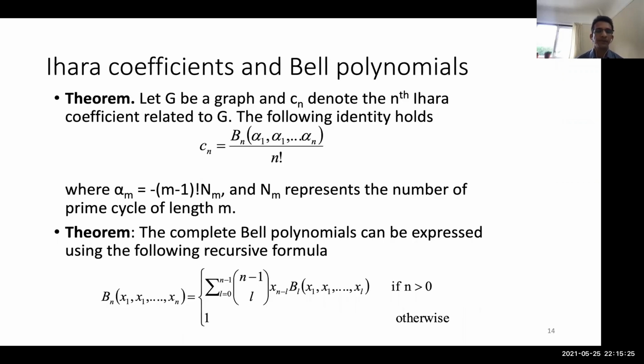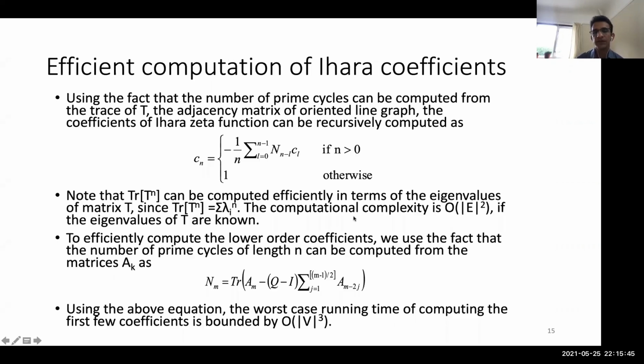To find an efficient method for computing the Ihara coefficient, we have shown that the nth Ihara coefficient can be expressed using the nth Bell polynomial. We have then developed a recursive formulation for the Bell polynomial. And then using this relation, we have developed the method that can be used to find the nth Ihara coefficient recursively.